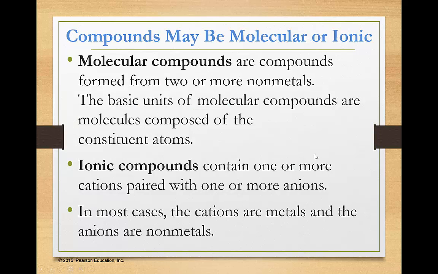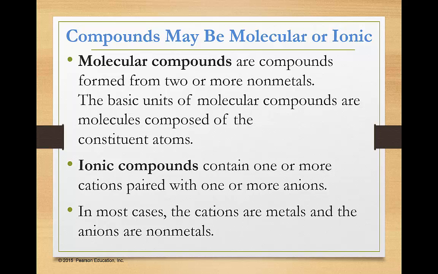All right, so that was elements. Now let's look at compounds. They can be either molecular or ionic. Molecular compounds are compounds formed from 2 or more non-metals. We know that the number of non-metals is much smaller than the number of metals, so you would think there probably aren't that many molecular compounds, but the way in which these non-metals can bond together, there are an infinite variety of ways they can come together. So there are actually many, many compounds that are molecular.